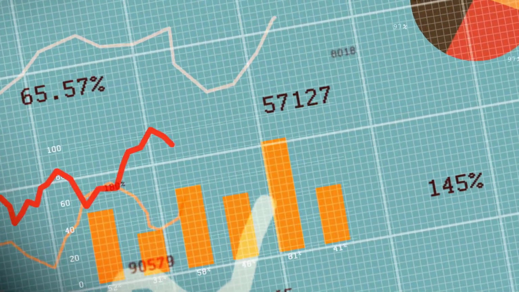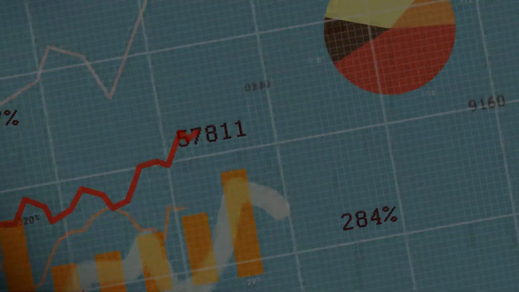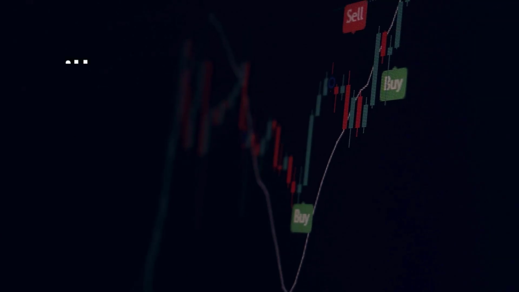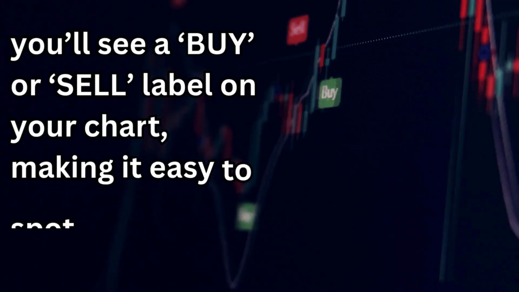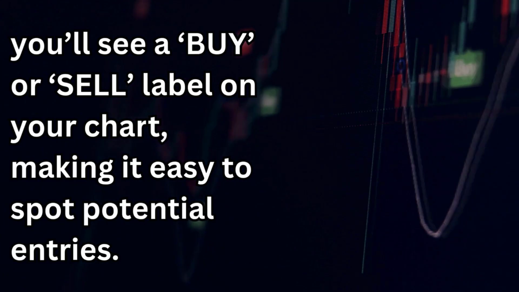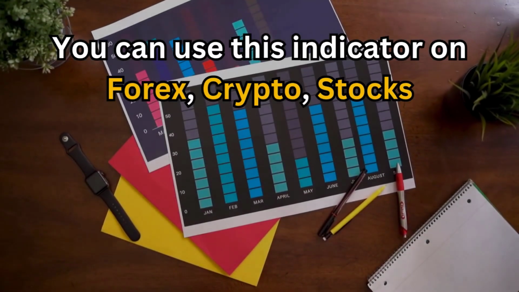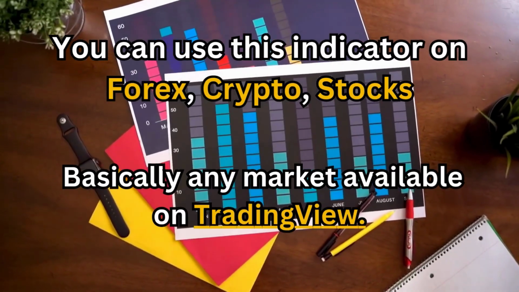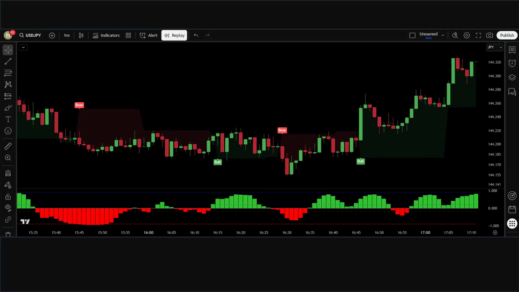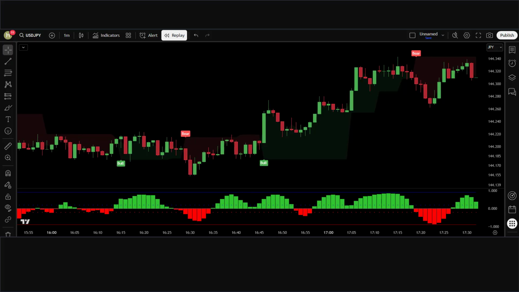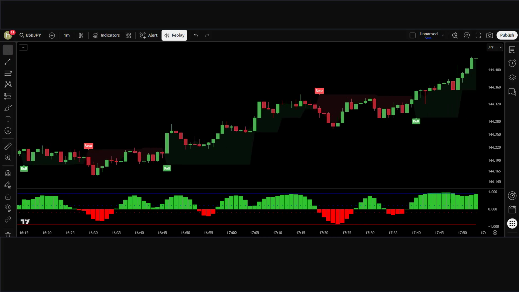It works by analyzing price action to identify shifts in momentum. When conditions align, you'll see a buy or sell label on your chart, making it easy to spot potential entries. You can use this indicator on Forex, crypto, stocks, basically any market available on TradingView. I recommend testing it on different time frames to see what fits your trading style best.